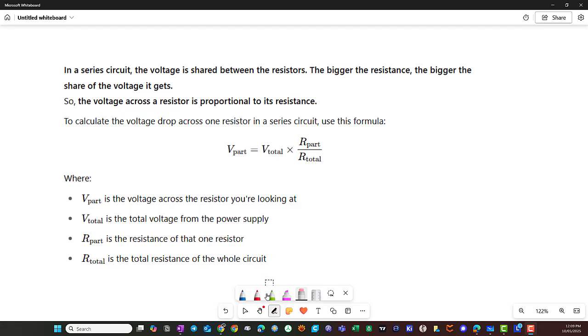Hi students, you might have heard your teacher saying that the voltage across a resistor is proportional to its resistance, and you wonder what it actually means. I'm going to explain to you what it means and also give you some examples to work on.